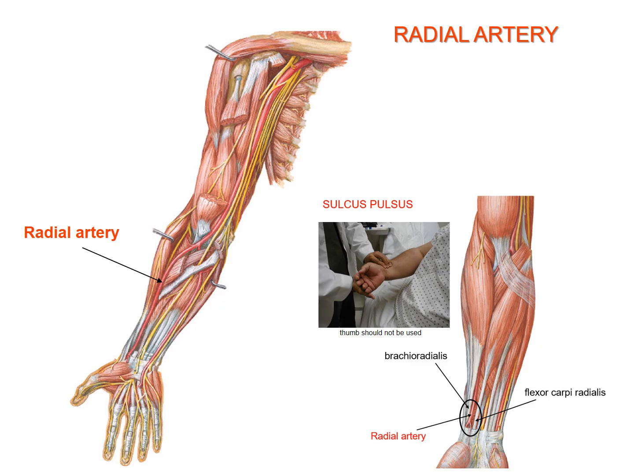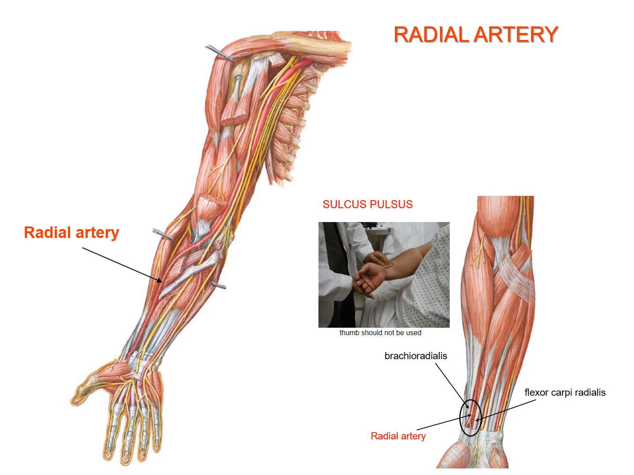Radial pulse is felt on the radial side of the front of the wrist, where the radial artery lies on the anterior surface of the distal end of the radius, and is covered only by the skin and fascia. At this site, the radial artery lies between the tendon of flexor carpi radialis medially and the tendon of brachioradialis laterally.